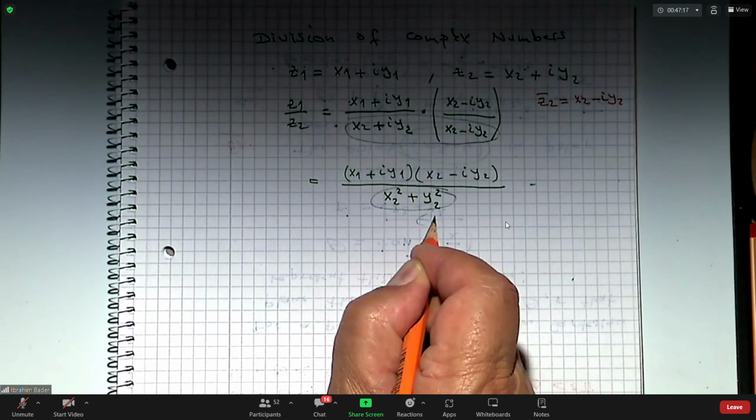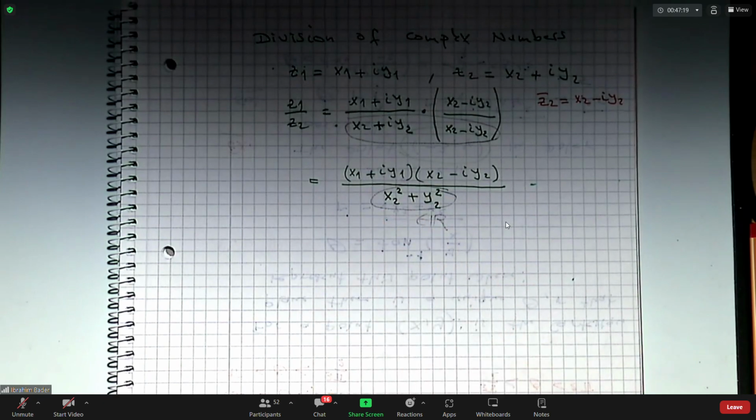This is completely a real number. So in this case, multiplying and dividing by the conjugate of the denominator helped us out of this dilemma, to get rid of the fact that we have i in the denominator, which is not allowed.